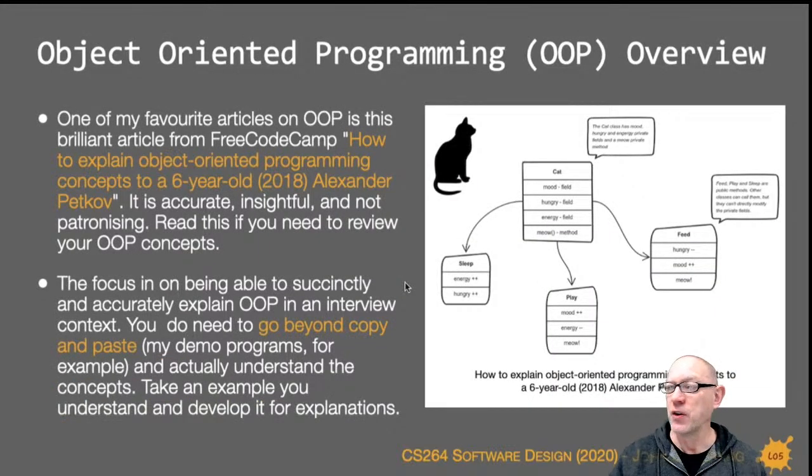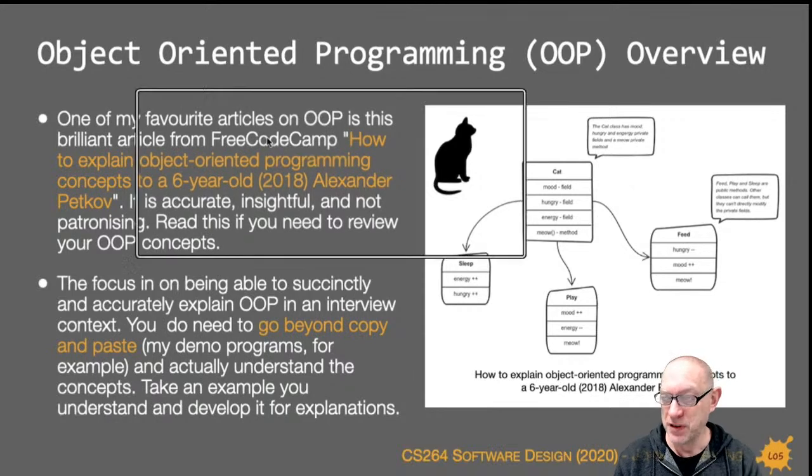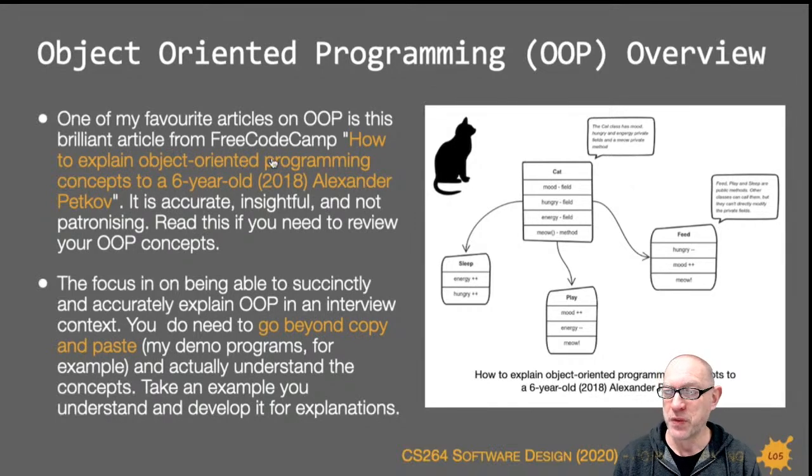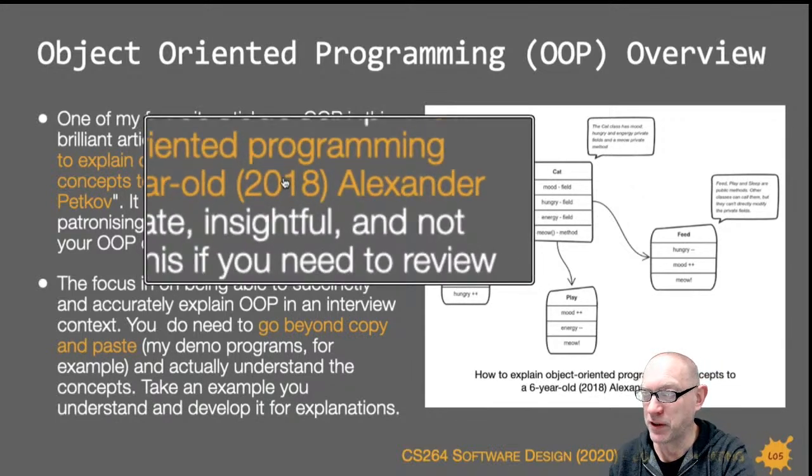If you want to know about OOP, there are lots of nice resources, lots of books. You can look up any book and it'll tell you. But one of my favorite all-time articles recently is a brilliant article on Free Code Camp, which is a great site worth visiting. It's called How to Explain Object-Oriented Programming Concepts to a 6-Year-Old, by Alexander Petkov, and it's a 2018 article.